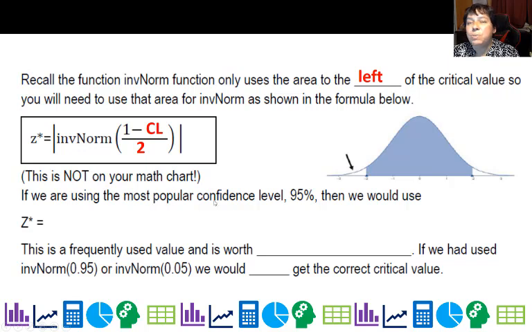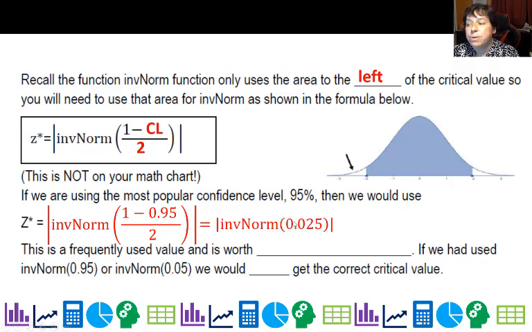If we were using the most popular confidence level, 95%, I go 1 minus 0.95 and then divide by 2. Remember to divide this by 2, not just the 0.95. So that's inverse norm of 0.025. That makes sense: 5% is left over, divide by 2, that's 2.5%. And you would get the value z equals 1.96. By the way, this is a very frequently used value and is worth memorizing as well. In fact, it's probably worth memorizing more than that, but it wouldn't hurt to do both.